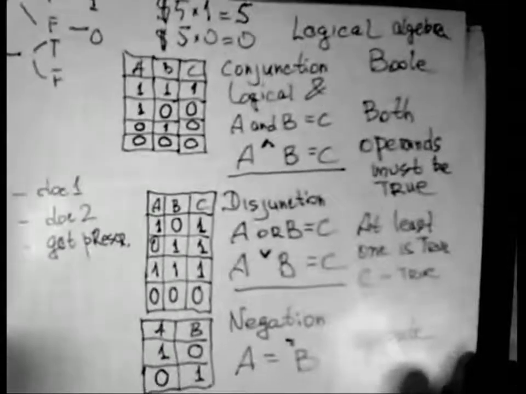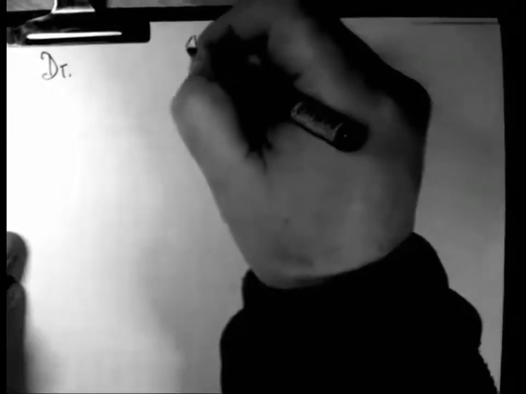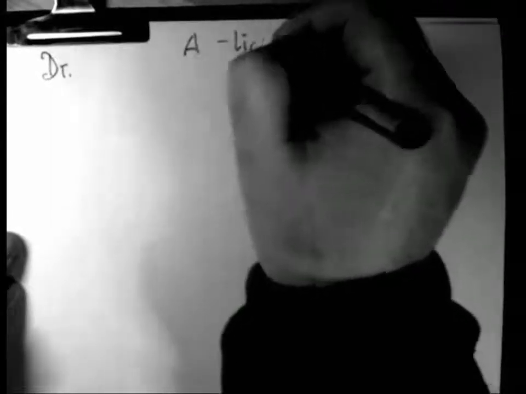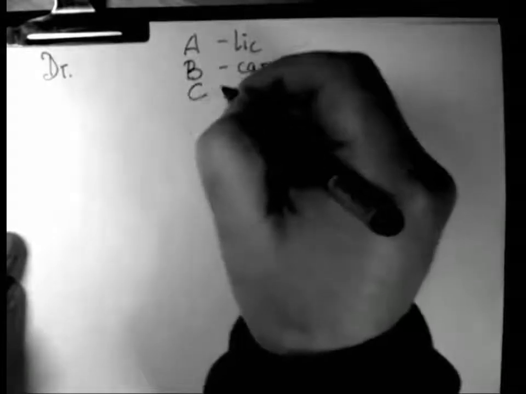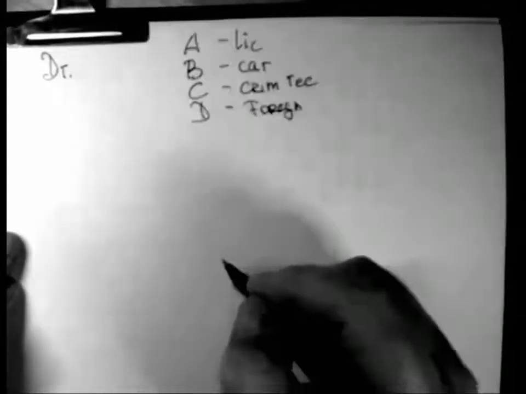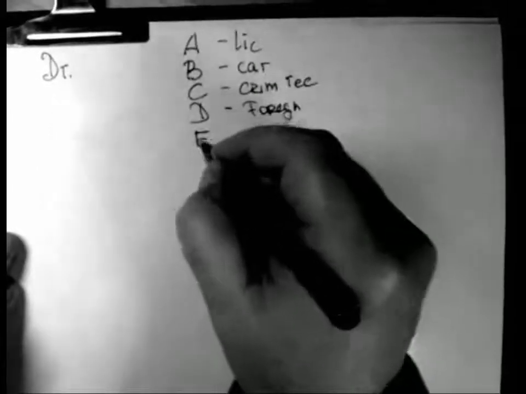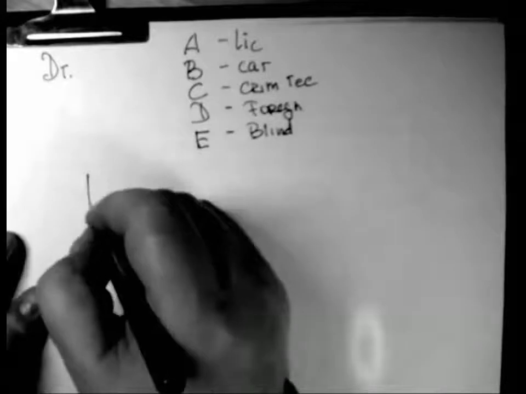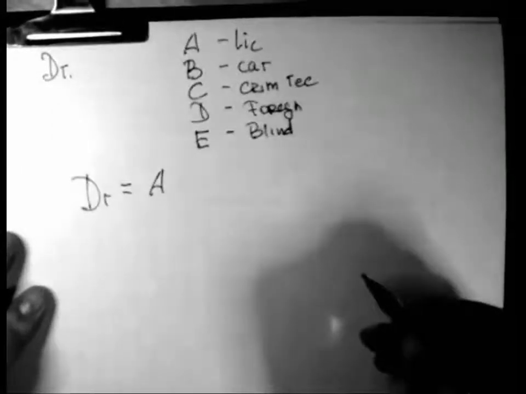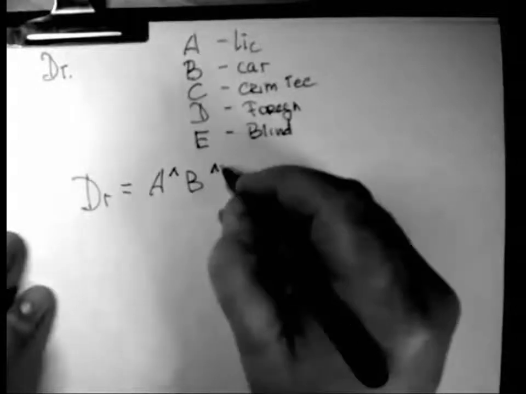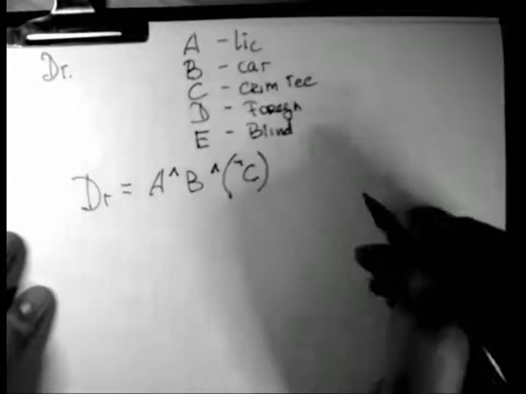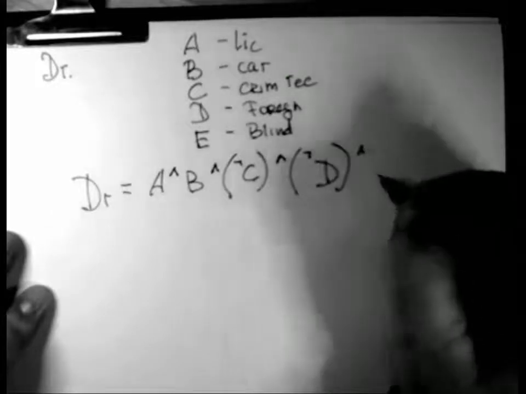Logical operations to make a decision. I will give you one quick sample of how a computer actually deals with logical operations. For example, we need to figure out can this person be a driver? Driver is the event. So I'll put A is license, B is to have a car, C criminal record, D foreign citizen, E blind. That's enough. To be a driver is equal to A, have a driver license, and B, to have a car, and not C, no criminal record, and not D, and not E.